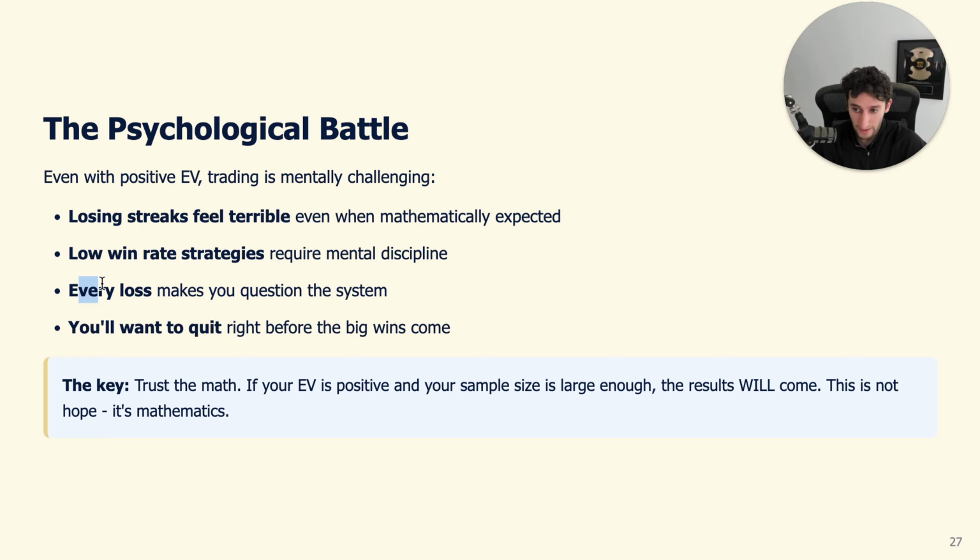Not many people can. And a lot of times you're going to question the system. You may be 50 trades deep with a positive EV and you're still not at that profitable stage where you want to be. Questioning things, you've got to be able to handle that. So the important thing to know is that if your EV is positive and your sample size is large enough, the results will come. It is simply a game of math.